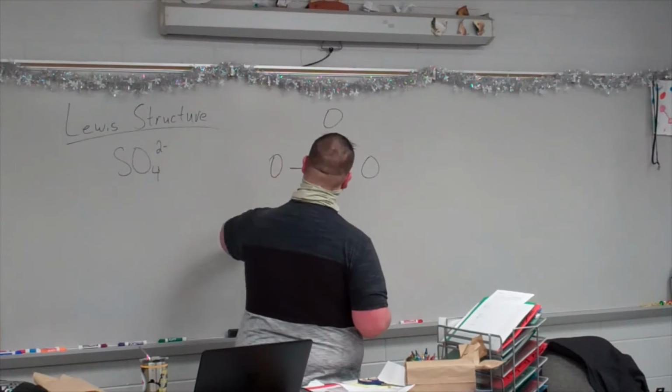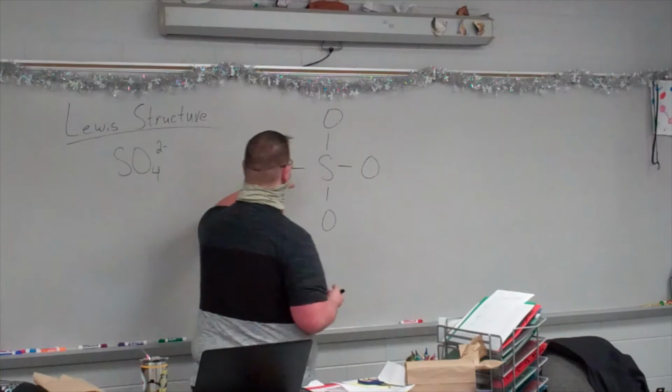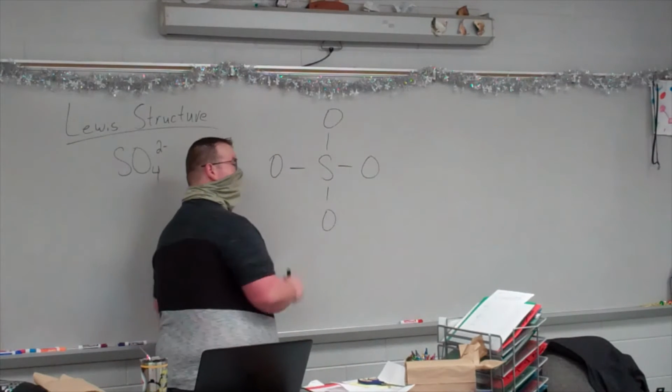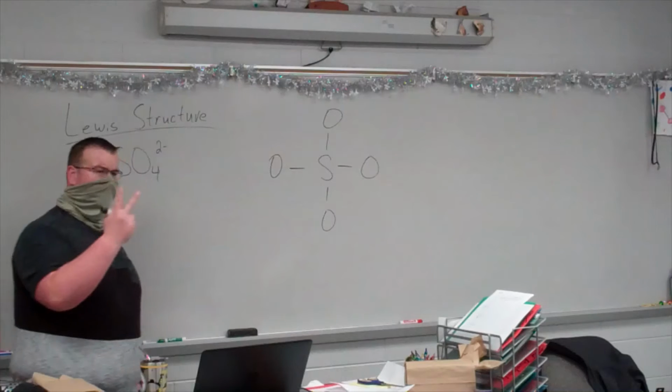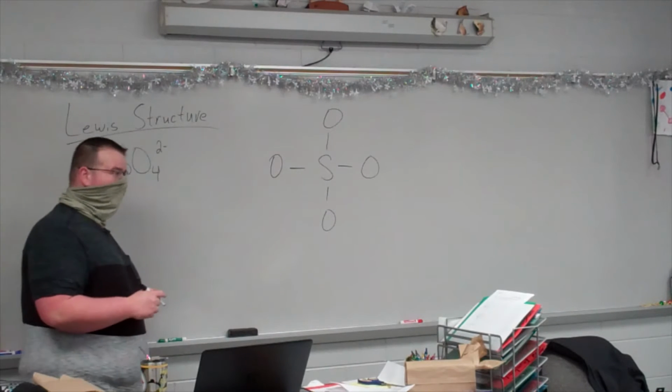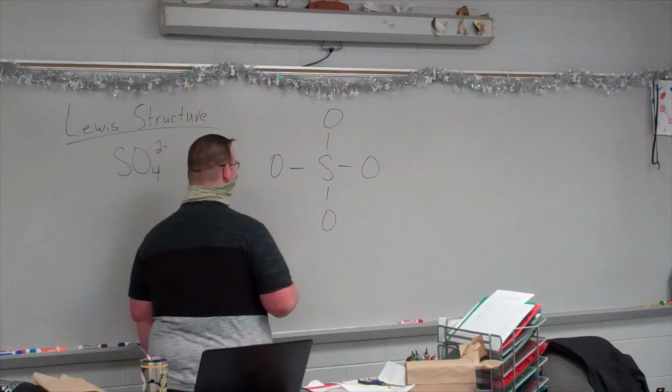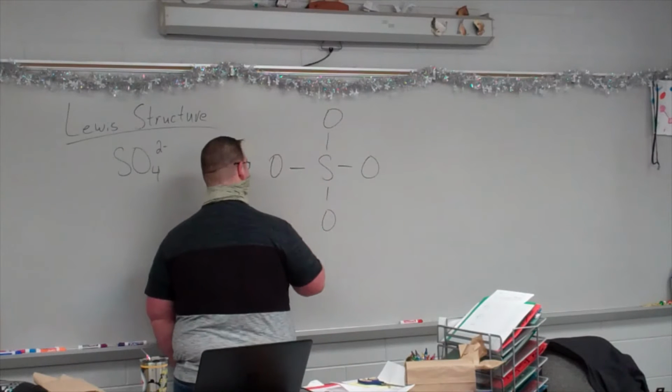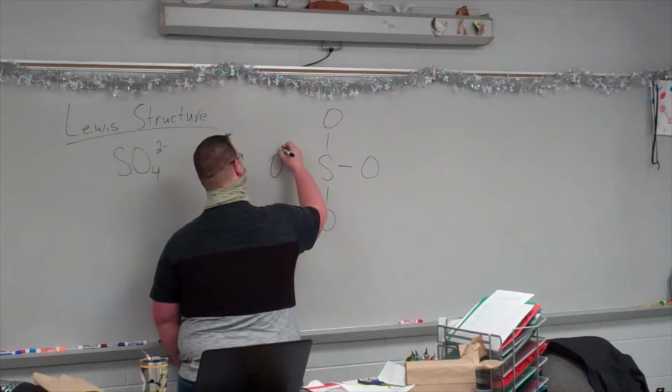So we're going to start giving everything a full octet. We'll start with these oxygens. Every one of these oxygens has a bond. The bond counts for 2 electrons. So I have 2, I want 8, so I need 6.